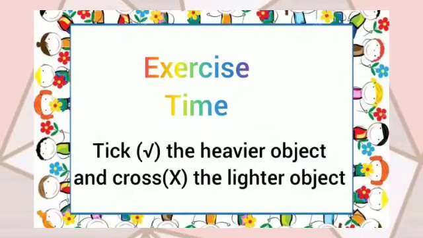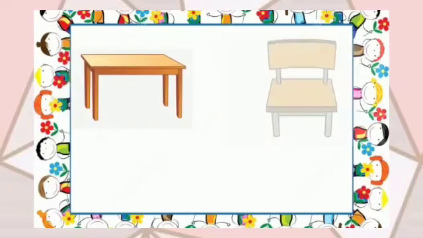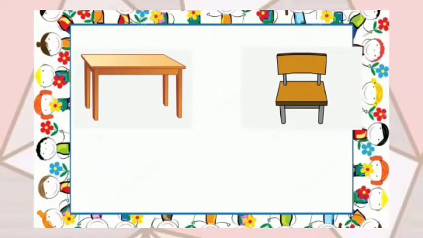Tick the heavier object and cross the lighter object. Now can you see here a table and a chair? Now which one is heavier and which one is lighter? Yes, a table is heavier than a chair. So we have to put a tick on the table and put a cross on the lighter object, and that is a chair.